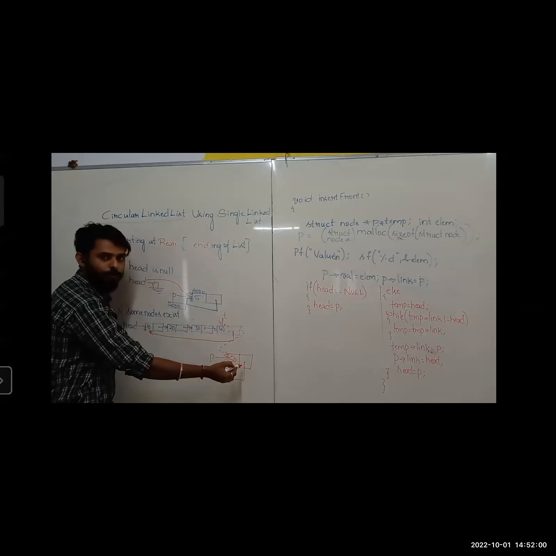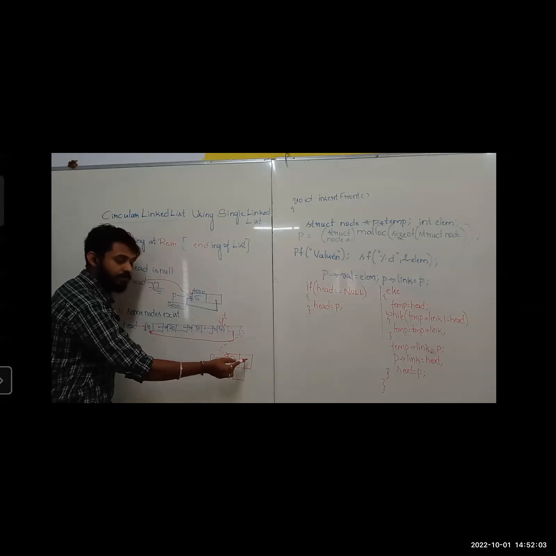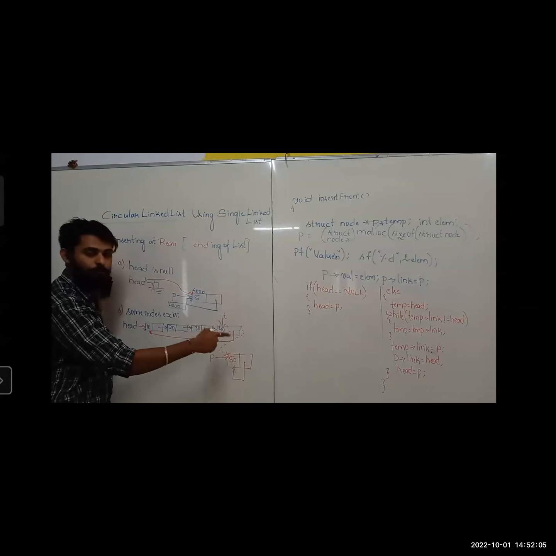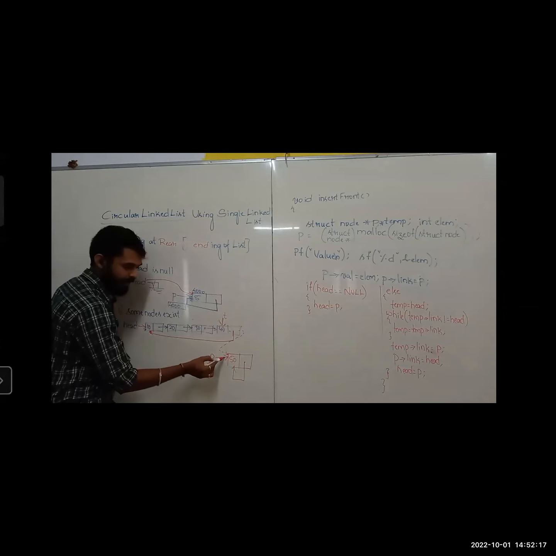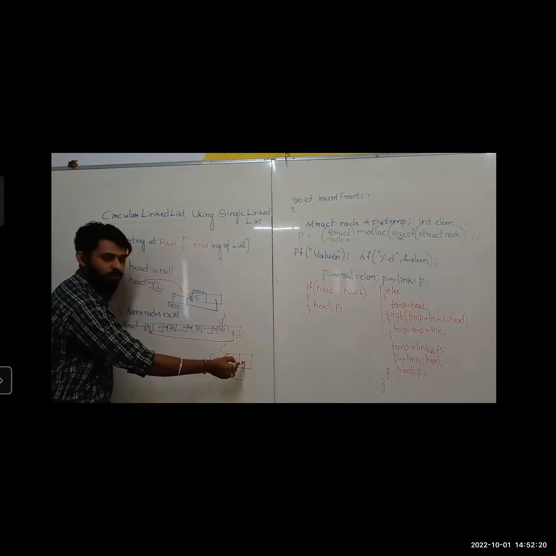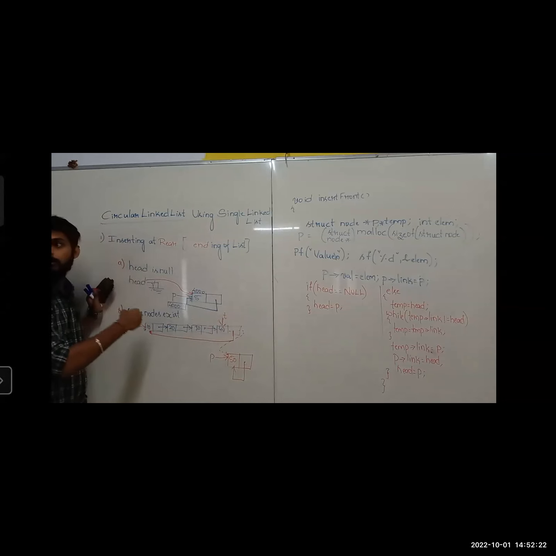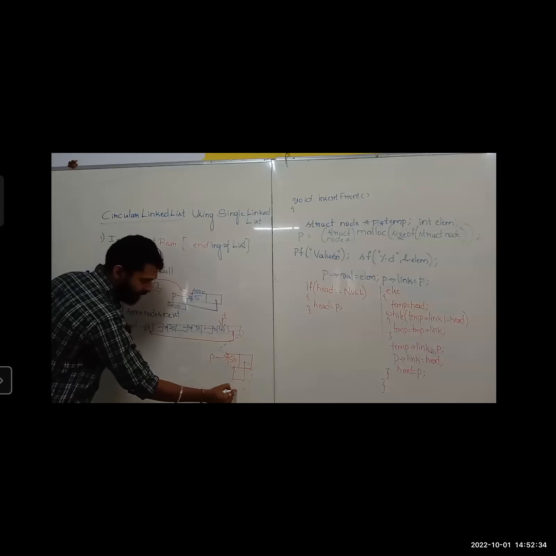P's link should not be pointing to itself, because if it is claimed as the last node, its link should be pointing to the first node. Always remember, the last node's link should be pointing to the first node. The first node is nothing but where head is pointing. So P's link should be pointing to the same place where head is pointing, which means this connection also I have established.